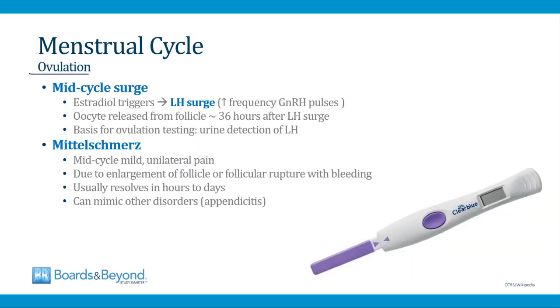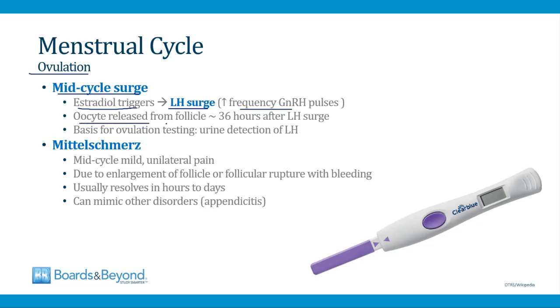So ovulation is the middle of the menstrual cycle, and this is triggered by the mid-cycle surge in luteinizing hormone release from the pituitary gland. When those estradiol levels in the first half of the menstrual cycle get high enough, they trigger the LH surge. This is triggered by an increased frequency of GnRH pulsatile release from the hypothalamus.